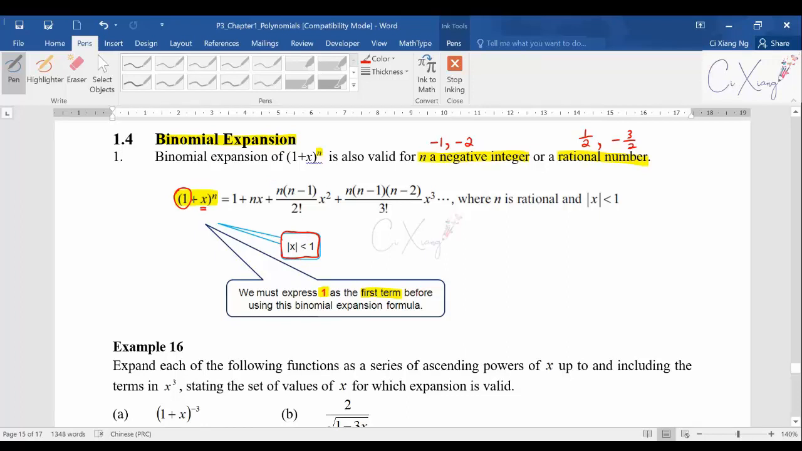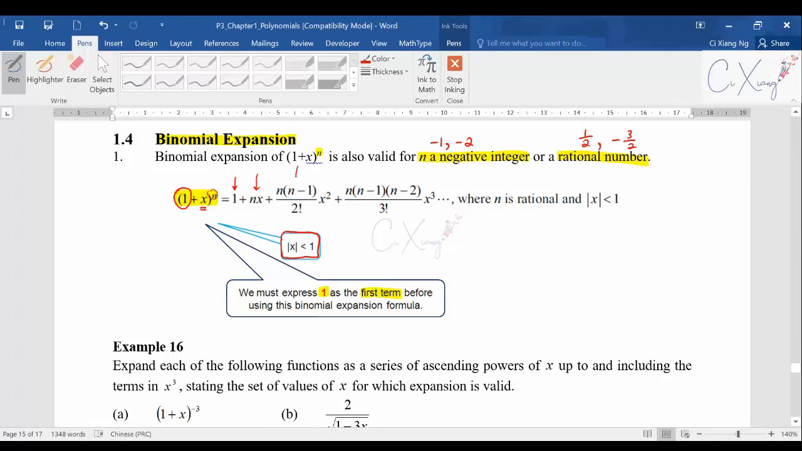You have (1 + x)^n. This is the first term, and the first term is always 1. It is for sure 1. If you want to find the proof, maybe you have to look online. Then the second term is always n multiplied by x.